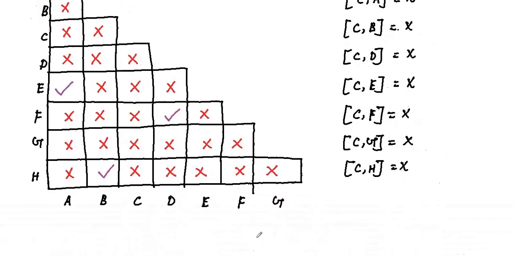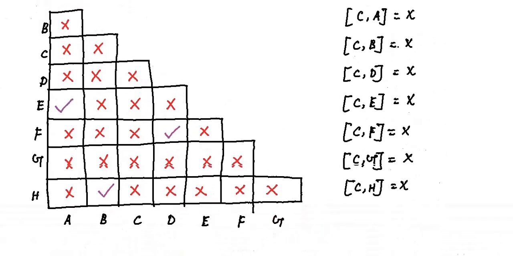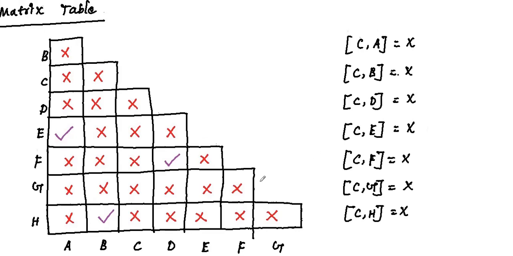This is your final matrix table. In this matrix table, tick all the places where there is no cross mark. Take the pair ticked here and that is your equivalent class. What are the equivalent classes? AE, BH, DF. These are the equivalent classes.